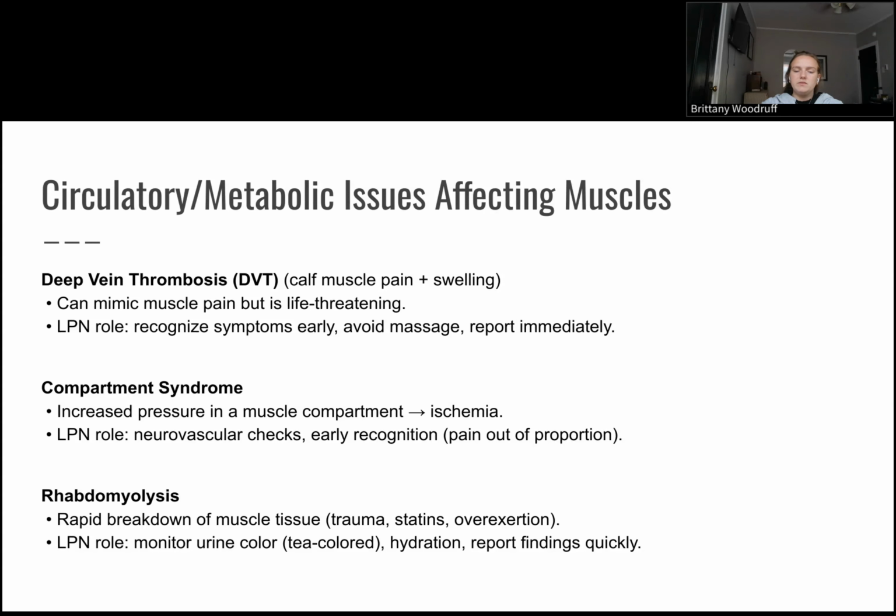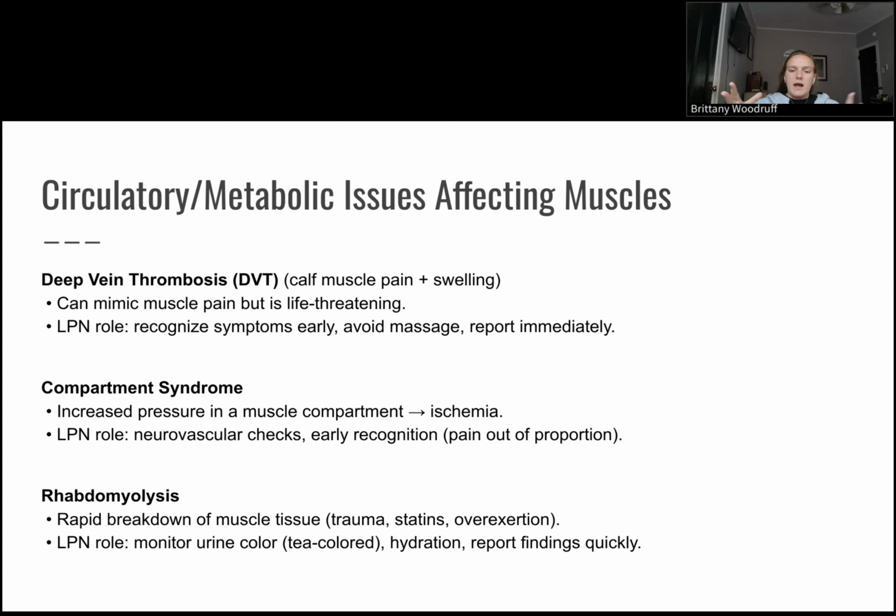Rhabdomyolysis is due to the rapid breakdown of muscle tissue. It can happen in trauma, can happen due to statins, which is a type of blood pressure medication, and it can happen due to overexertion. One of the reasons why you look at catheter bags is not just to see if the patient is peeing. You also want to monitor the color of the urine, the output of the urine, stuff like that.